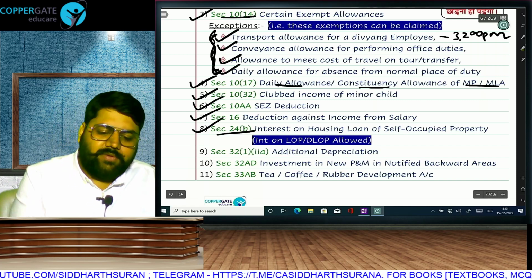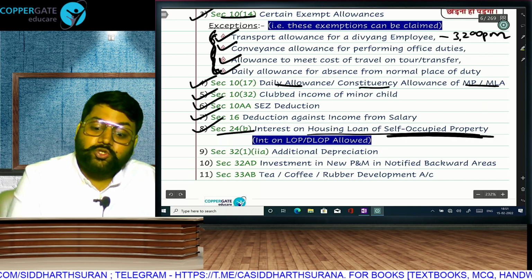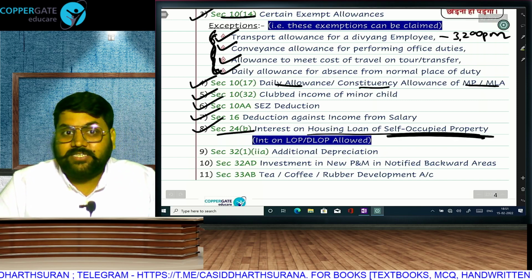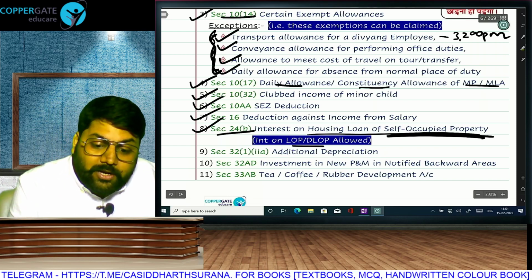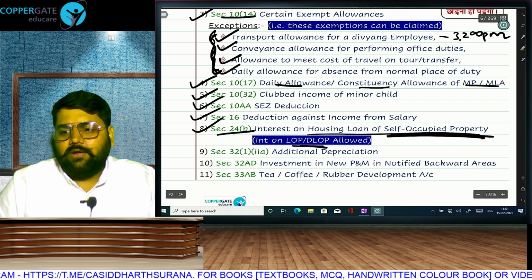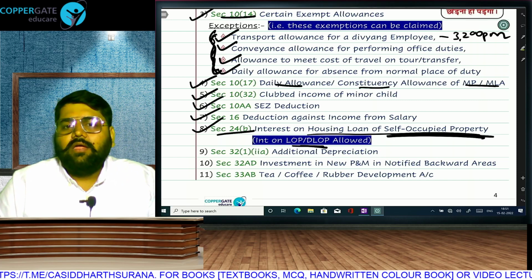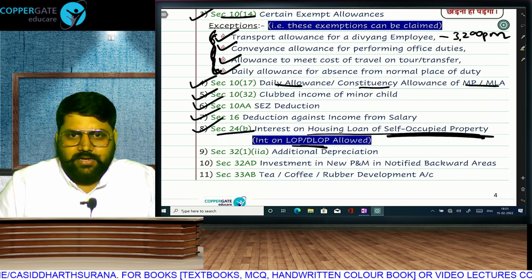Deduction under 24B, interest on SOP: because in SOP we don't show income, NAV is 0, so interest deduction is not allowed. In LOP and DLOP we show income, so interest will be allowed. Interest will be disallowed only under SOP. In LOP, DLOP it will be allowed.